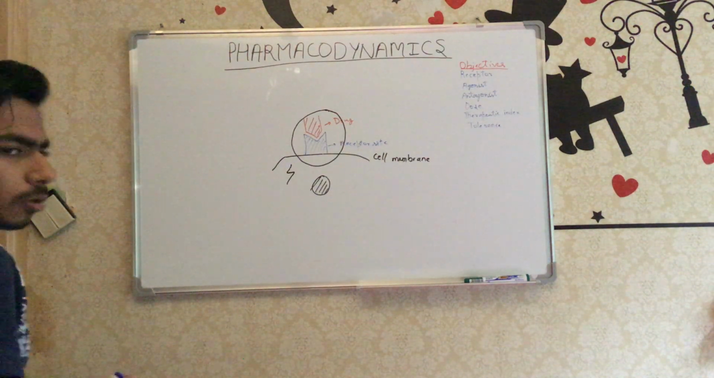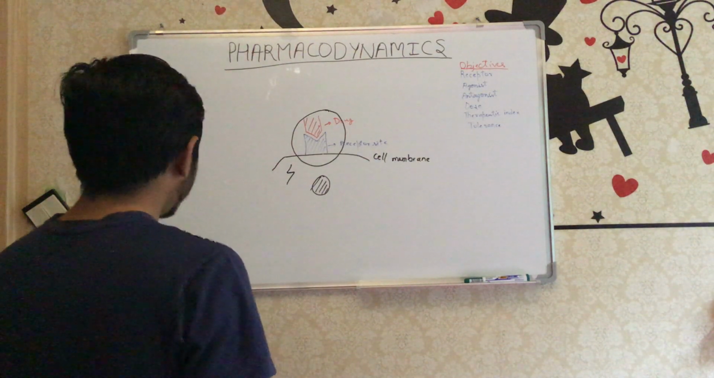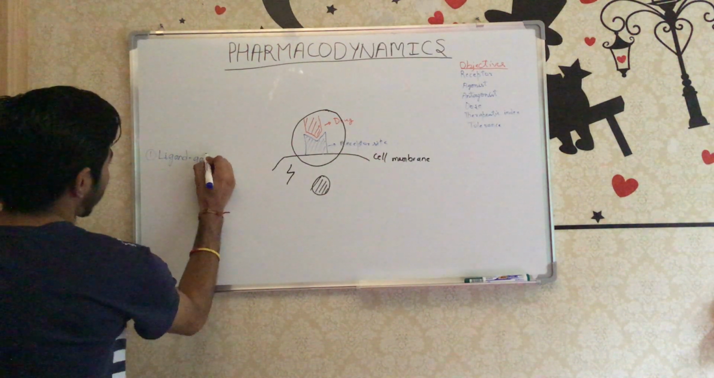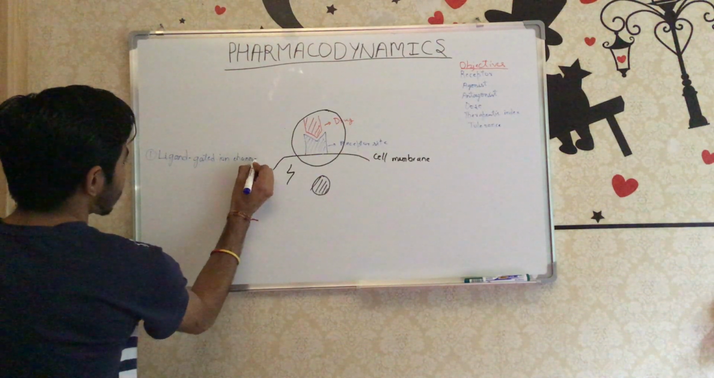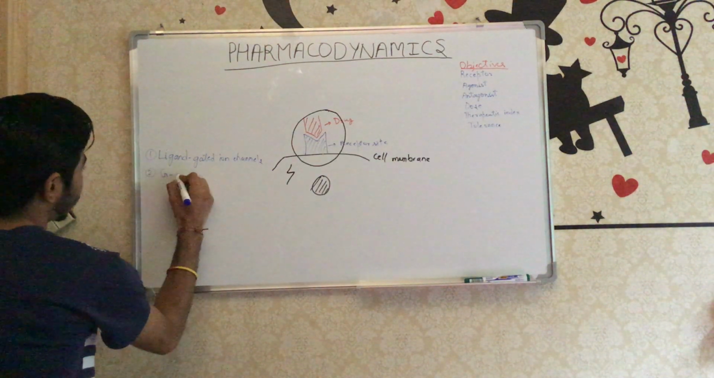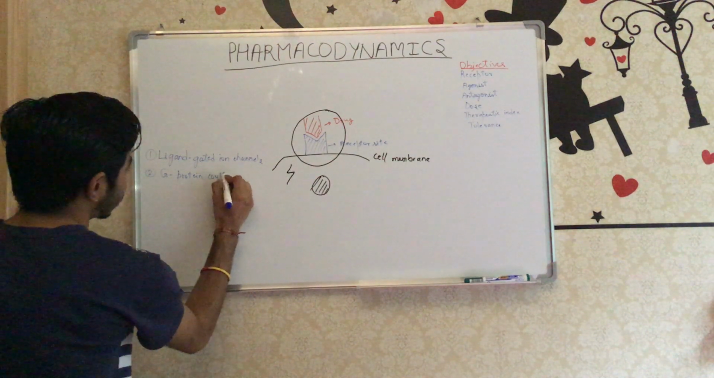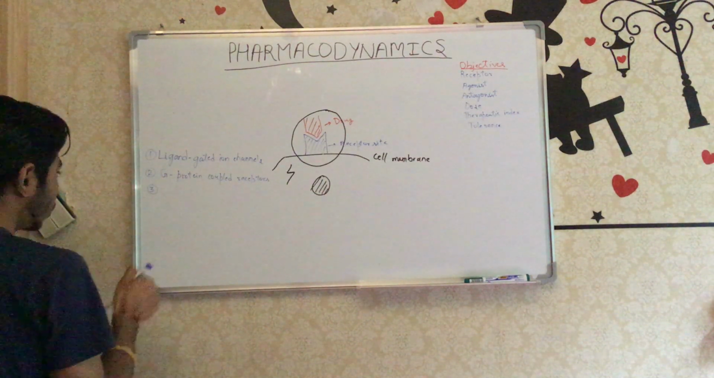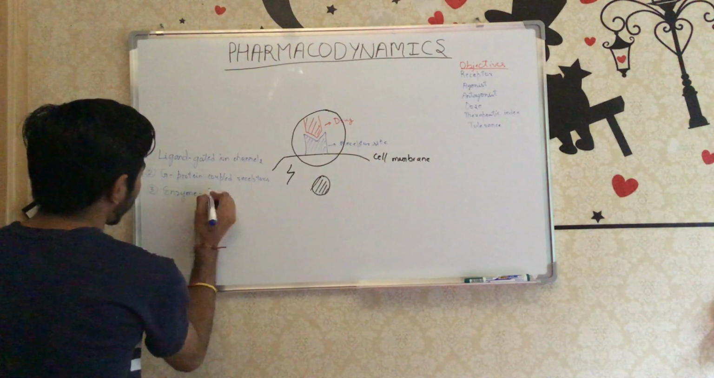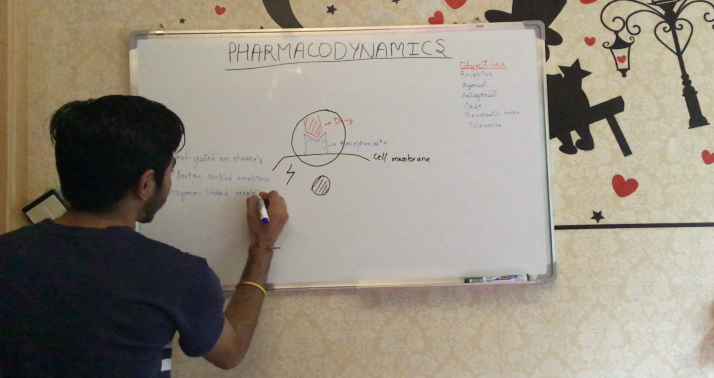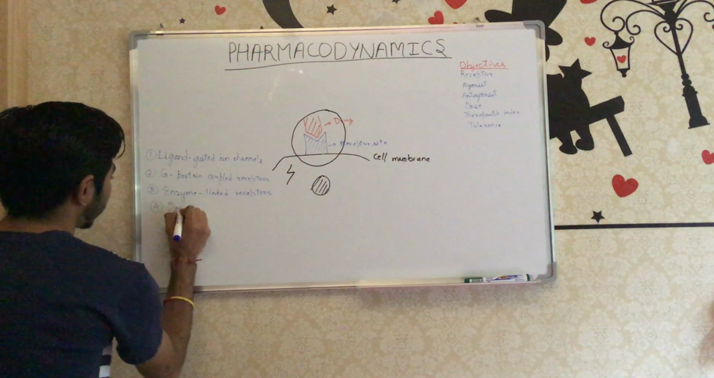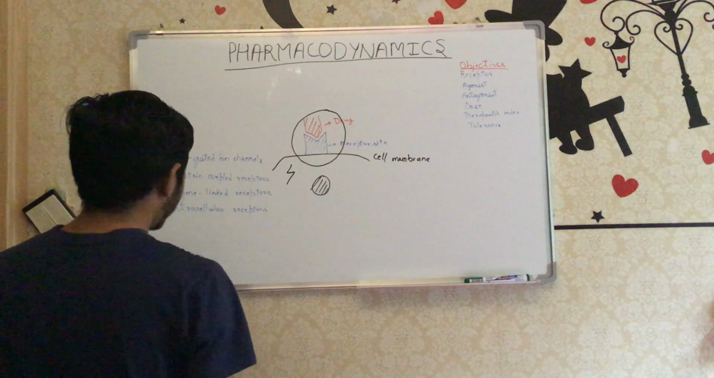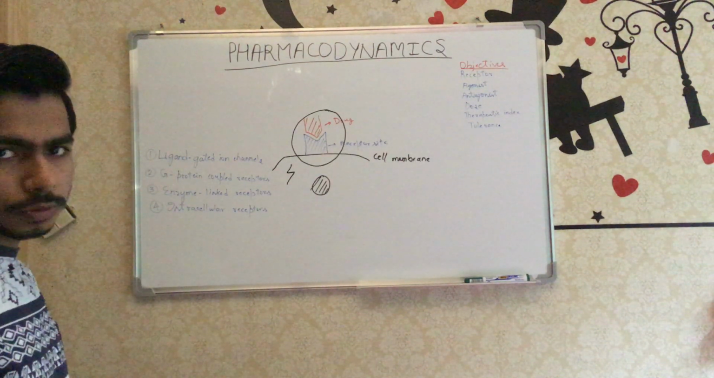Now if we talk about the receptor families, there are four kinds of receptors. First one, we have ligand-gated ion channels. Second, we have G-protein coupled receptors. Third one, we have enzyme-linked receptors. Fourth one, we have intracellular receptors. So different drugs act on different receptors and elicit or produce their responses.